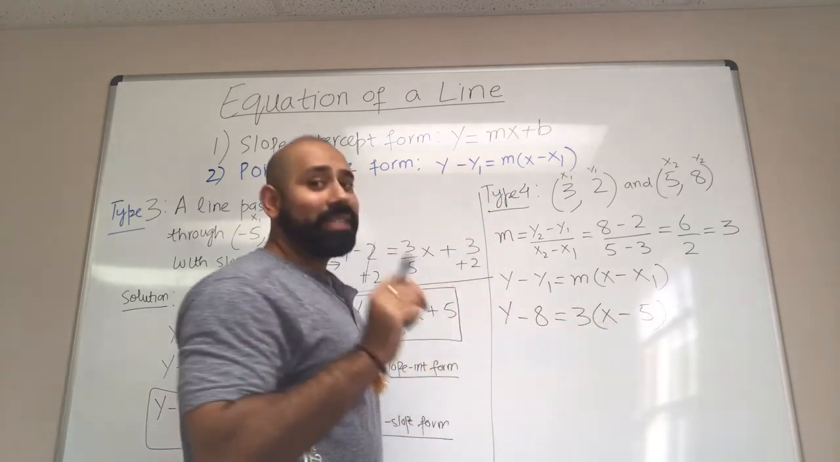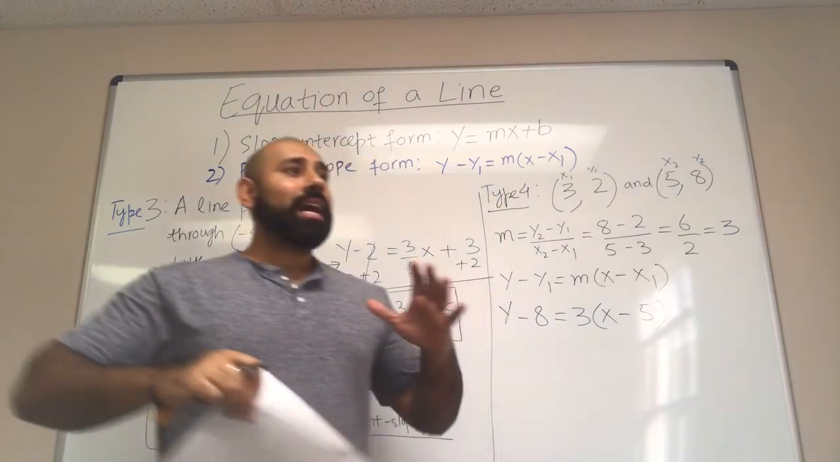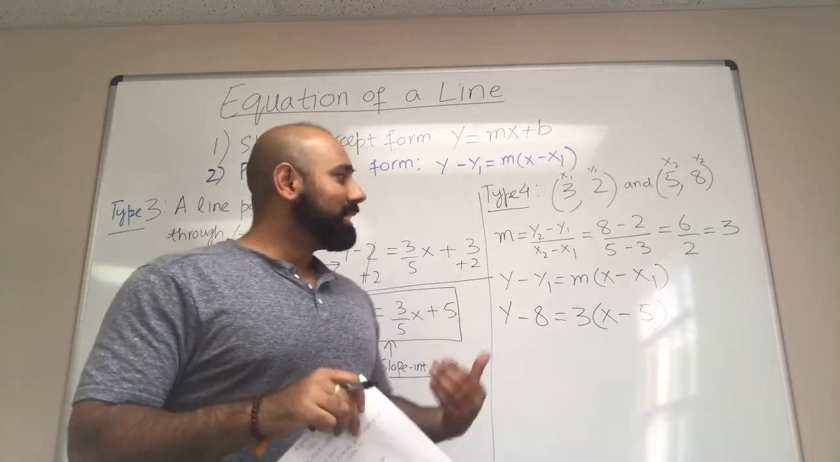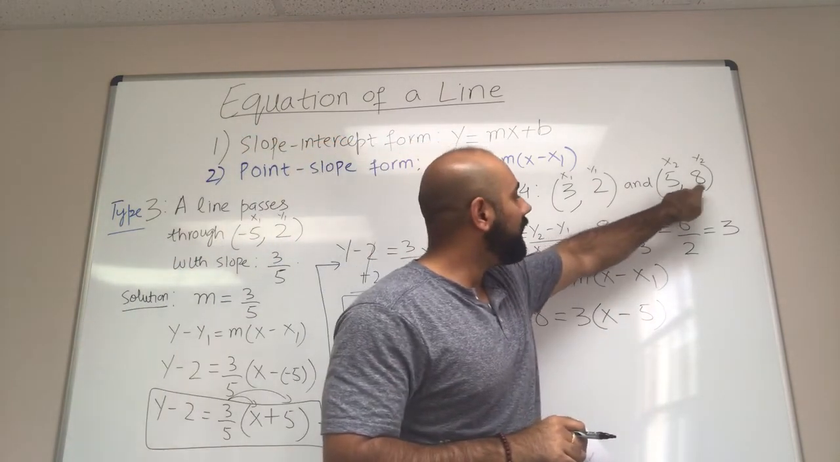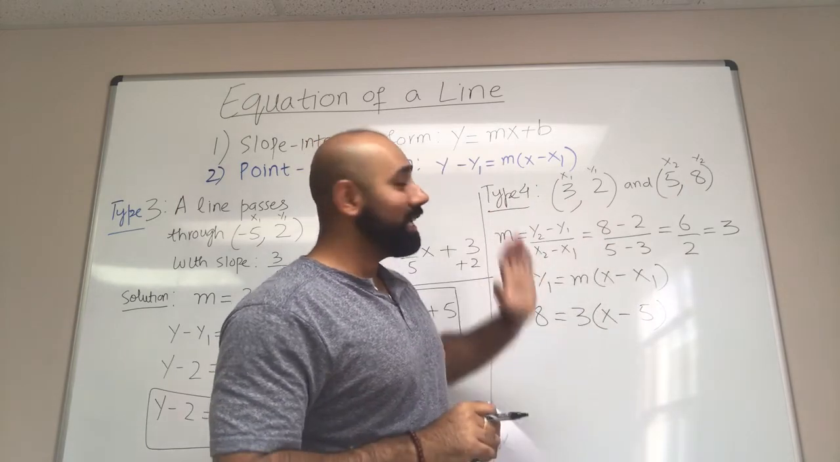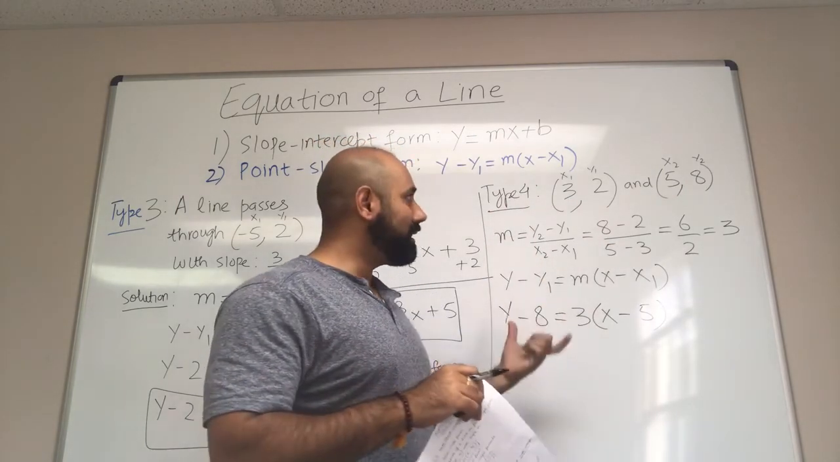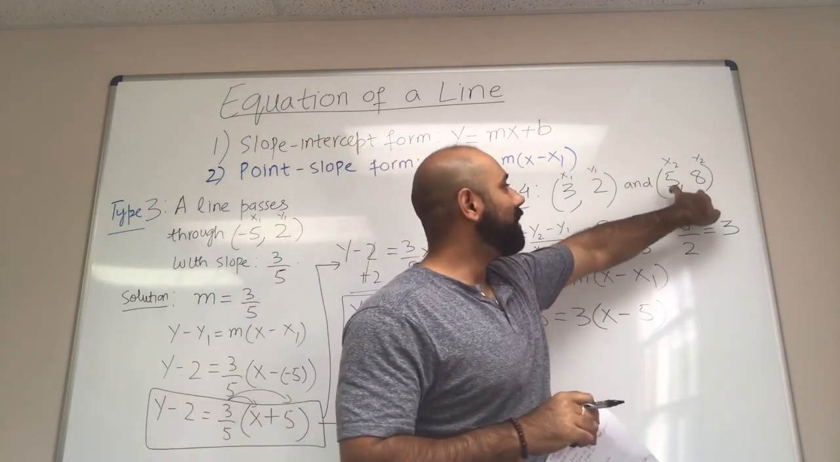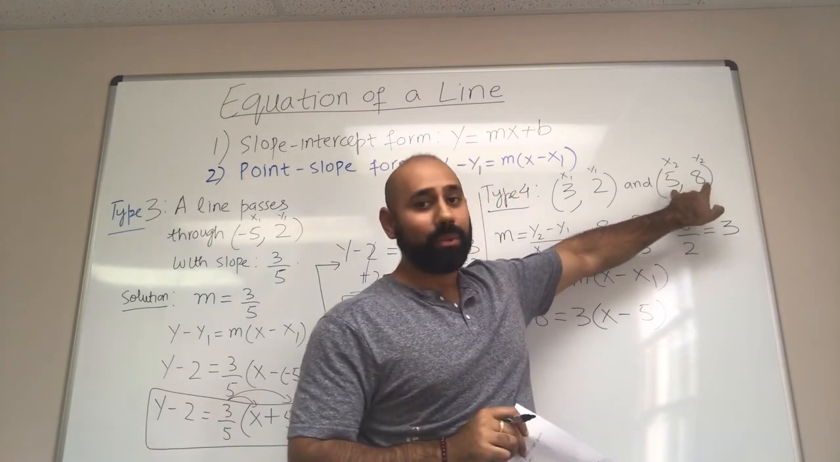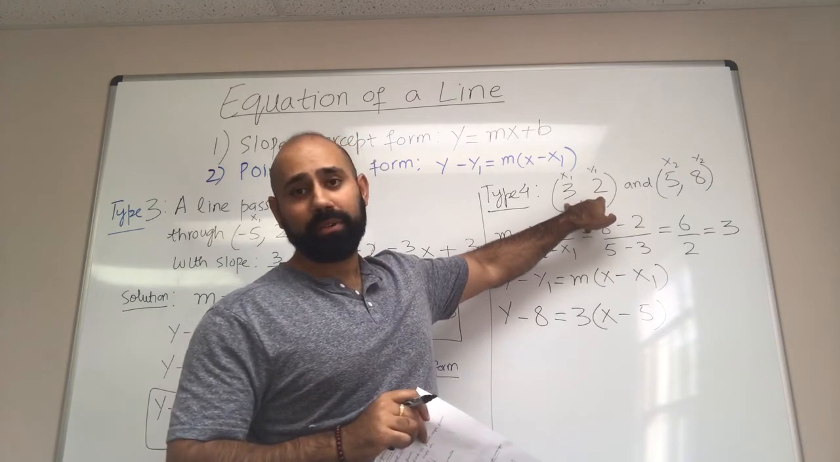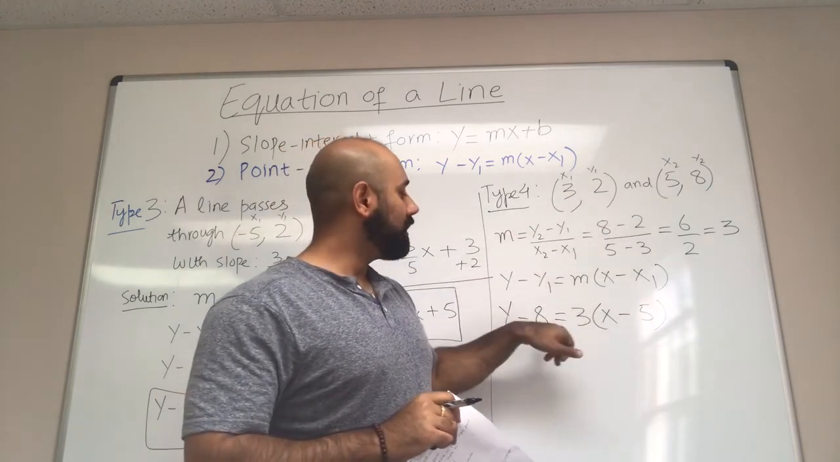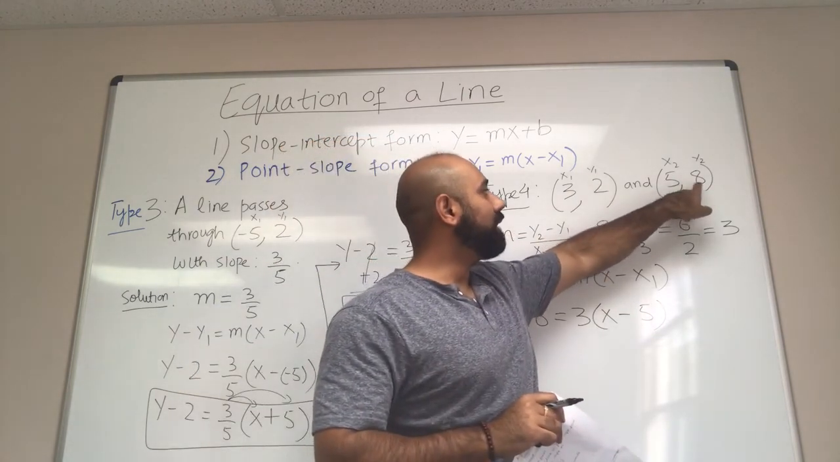The only important thing is that you have to be consistent. I have seen sometimes students make the mistake of using 8 for the y, and then using 3 for the x. Guys, we cannot do that. You have to be consistent. If you choose 8, then you have to choose the corresponding x value. If you decide to use 2, then you have to use the corresponding 3 value for x. Okay, so in this case we used the second point, 5 and 8.